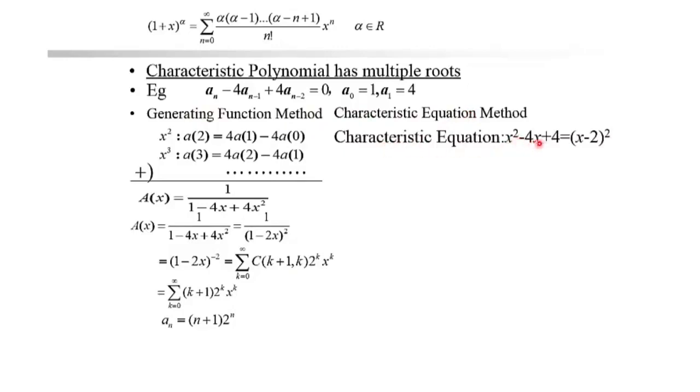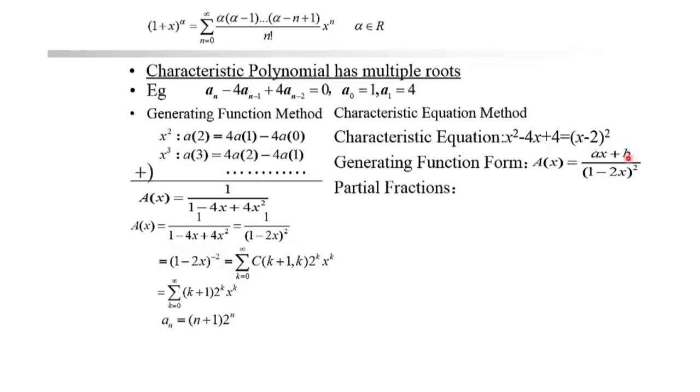For example, here we could write this characteristic equation, which is also called the characteristic polynomial: x squared minus 4x plus 4. It has a double root because it could be written as x minus 2 squared. So 2 is a root of multiplicity 2. For this generating function form, the double root means that the denominator should be 1 minus 2x, squared. What about the numerator? It's a polynomial with a lower order, so we use ax plus b to denote it here, in which a and b are undetermined coefficients.